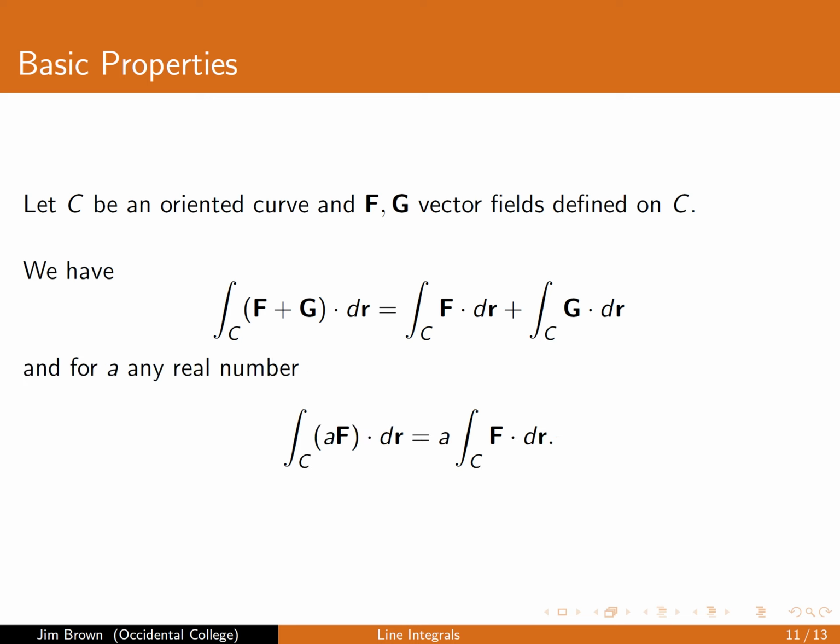And if I take any real number a and multiply my vector field by that to get a new vector field af, I can just pull that a out front of the line integral. So you can pull constants out of the integral just like you could with integrals from Calc 1 and Calc 2.